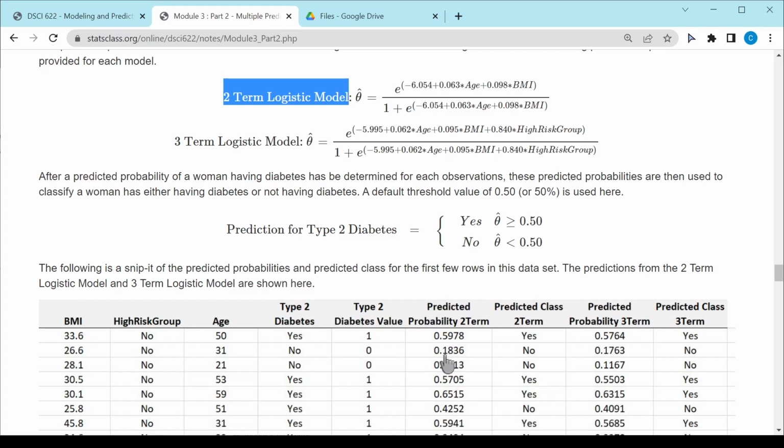Notice the predicted probability here is 0.18. That's less than 0.5. So that's going to be predicted as no, right? And we're going to do that all the way down. And here for the three-term, we're obviously going to use the probabilities from the three-term. And to see how good the model is doing, we need to investigate the predicted class versus the actual type 2 diabetes. So this column here against this column here. And that's what the confusion table does. It just looks at these values against these values.